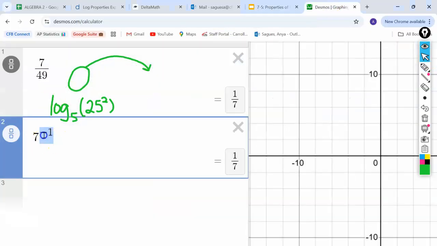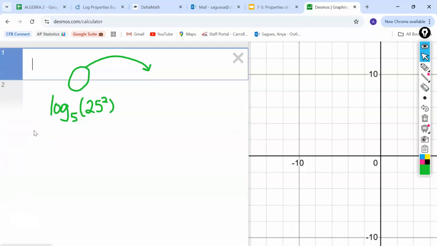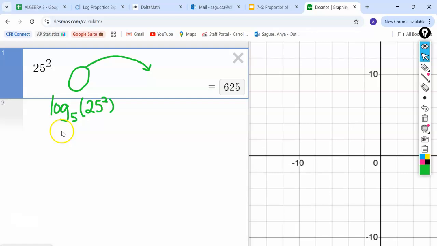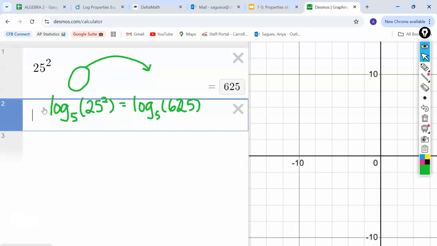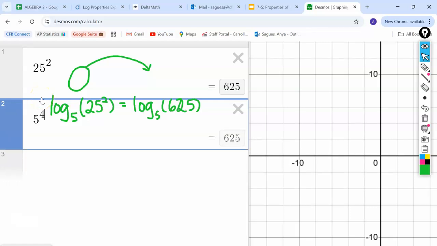Now, 25 squared, big number. So I'm going to go here and see what 25 squared is. It is 625. So really, this is log base 5 of 625. So I'm trying to see what power 5 has to have to give me 625. So not 1, 2, not 3, but 4. So my answer to this problem is simply 4, because that is the exponent.